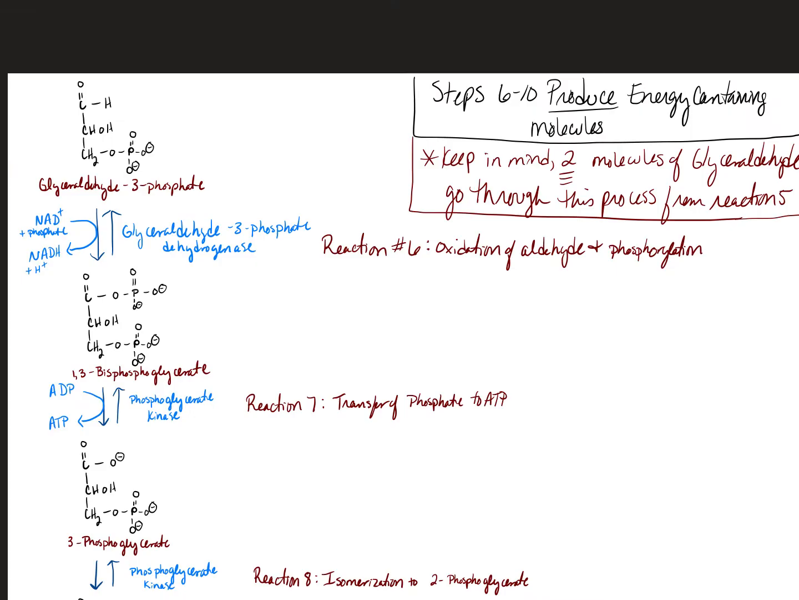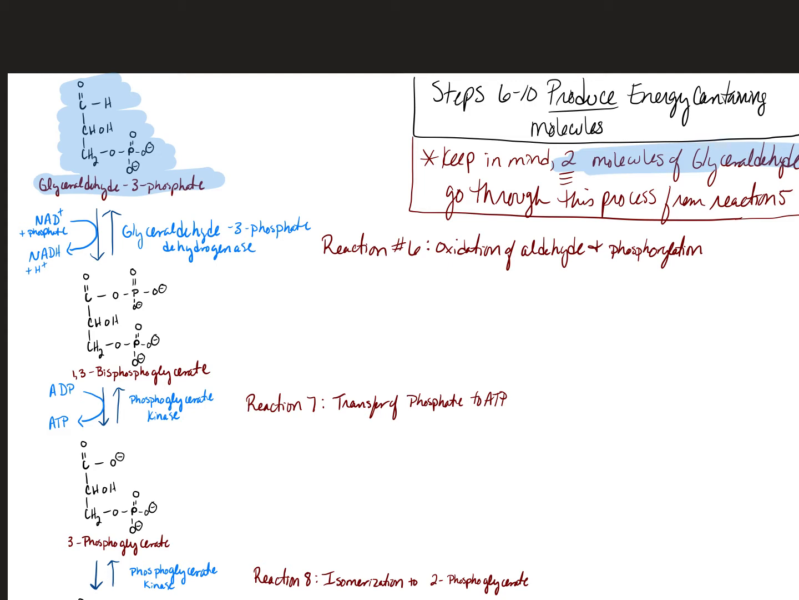So entering steps 6 through 10, these are where energy is actually produced. So keep in mind we have 2 molecules of glyceraldehyde that we're playing with from the previous screen. So this is what we start with, again, glyceraldehyde 3-phosphate. So this is where we start. And you'll notice if you want to go back, this is the same thing that we just finished with, but we ended up with 2 of them, okay?